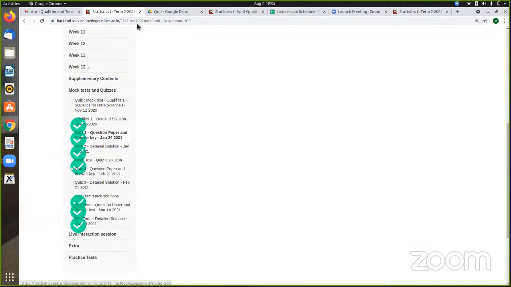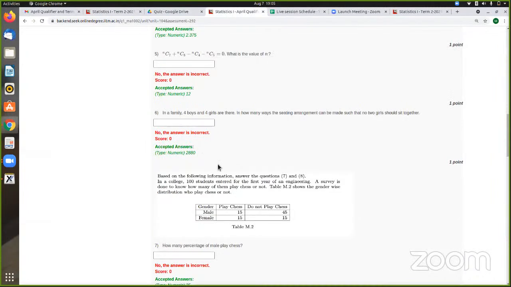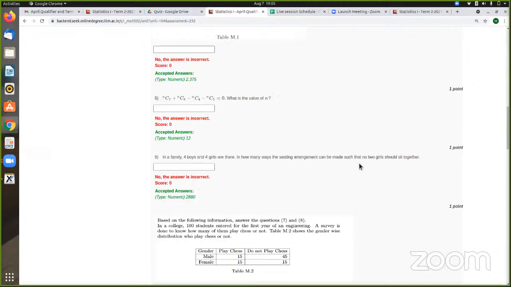Because here, if you can see the April qualifier paper, it is given correctly, right here. Shall I read the question once again? In a family, 4 boys and 4 girls are there. In how many ways can the seating arrangement be made such that no 2 girls sit together? So whatever we solved in the beginning is correct, no? Because I have solved in the same way. Yeah, it is correct. So the answer is 5 factorial.